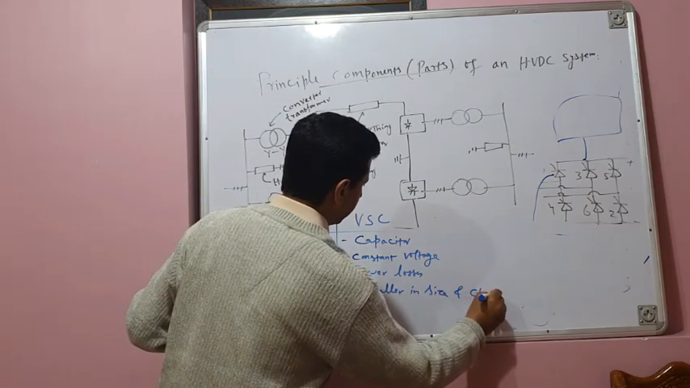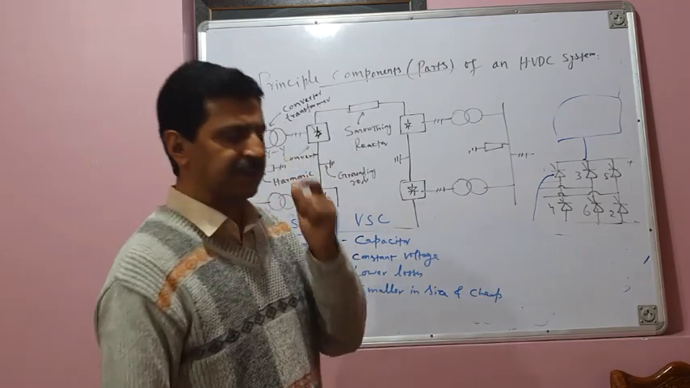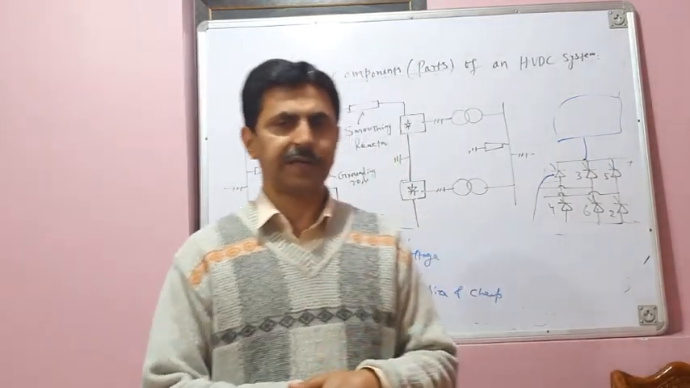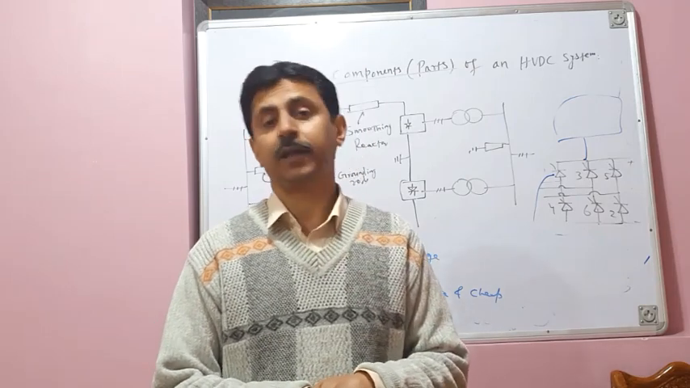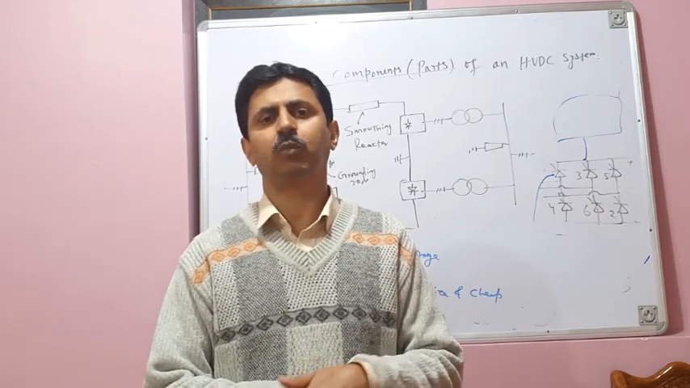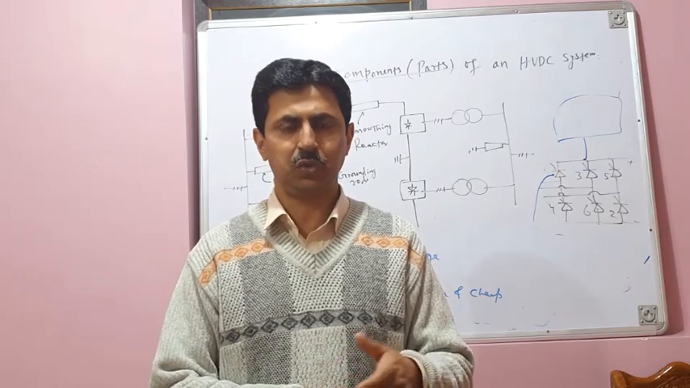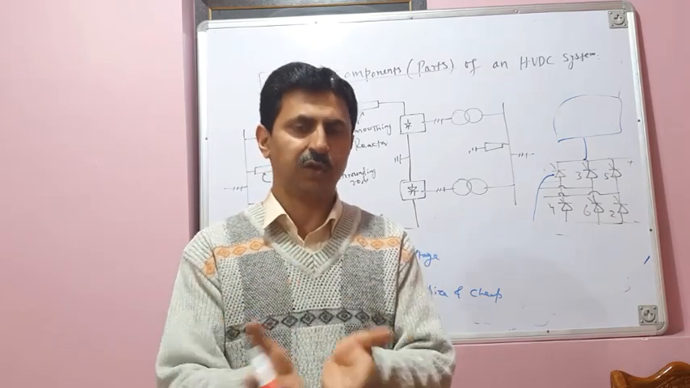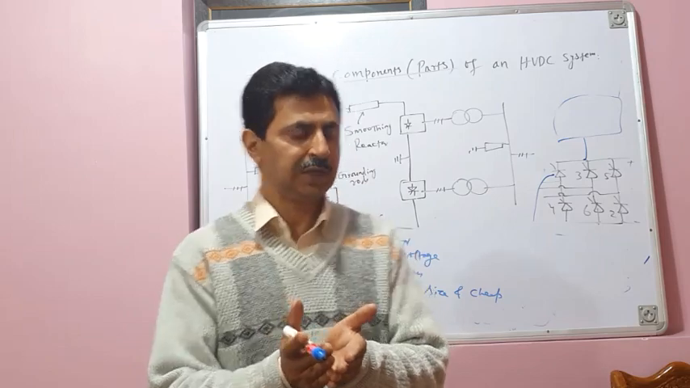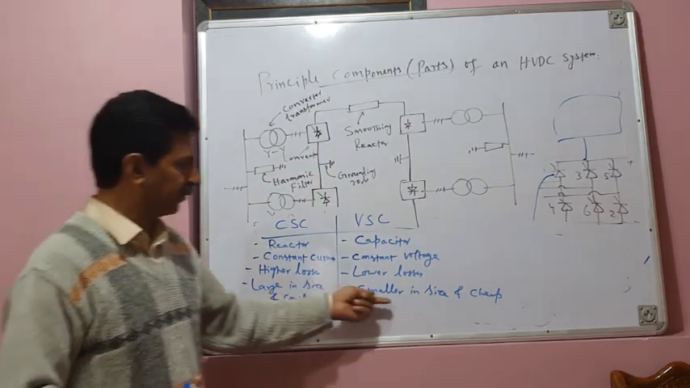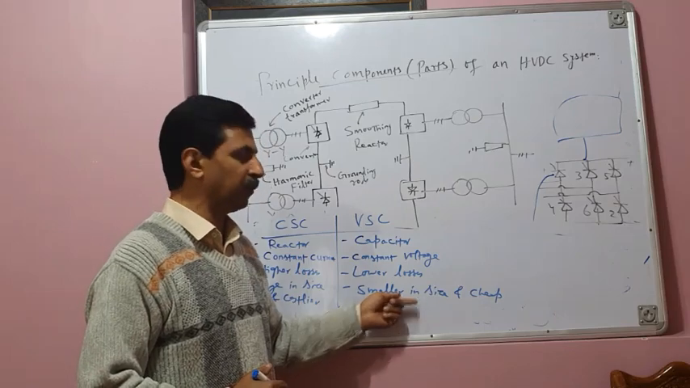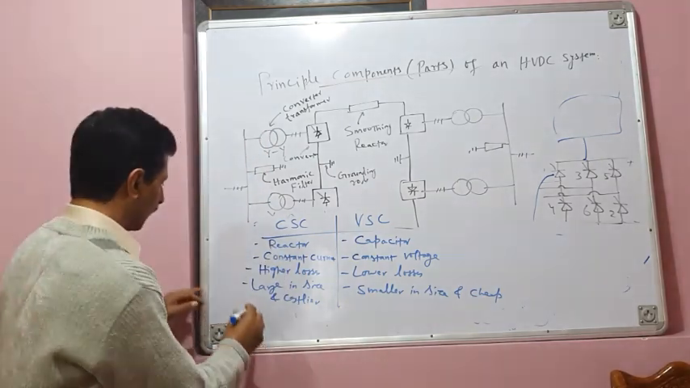I've already told you why modern HVDC power transmission systems are lighter in weight, because they use voltage source converters, and in voltage source converters, pulse width modulation (PWM) techniques can be used, which makes the size of the converters very, very small. So converter size is large in case of current source converter, and converter size is small in case of voltage source converters.